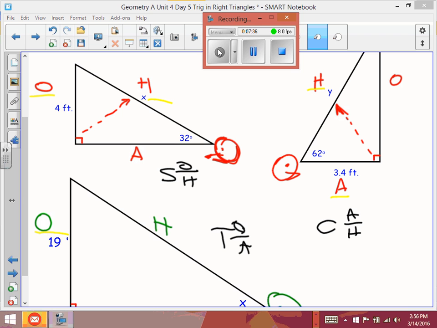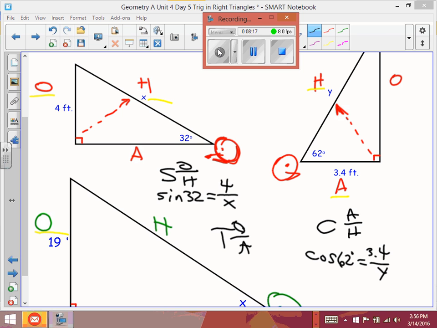There you go. Here's how you set it up, and we'll do the work later. You have to do sine of the degree equals a fraction, the O, which is a 4, over the X. That's the actual setup. Sine 32. Here's the Cah. Cosine of 62. This is the actual setup. Equals the A, 3.4 over Y. So this is the real setup.